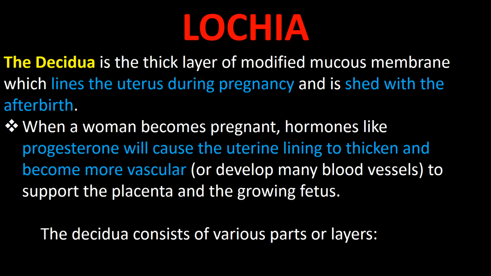So when the woman becomes pregnant, hormones like progesterone will cause the uterine lining to thicken and become more vascular. You have to remember that the pregnancy hormone progesterone causes the uterus to be thicker and more vascular. Okay, so they develop more blood vessels to support the placenta and the growing uterus. Always remember that the decidua is composed of different layers. And what are these layers?